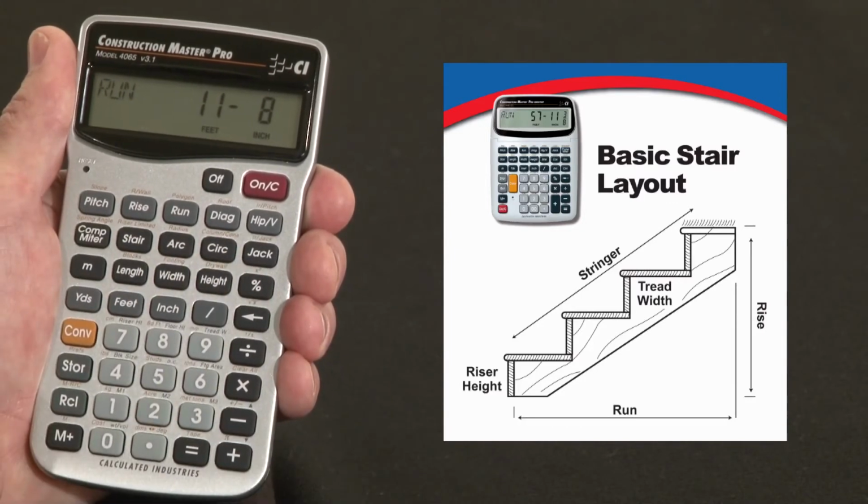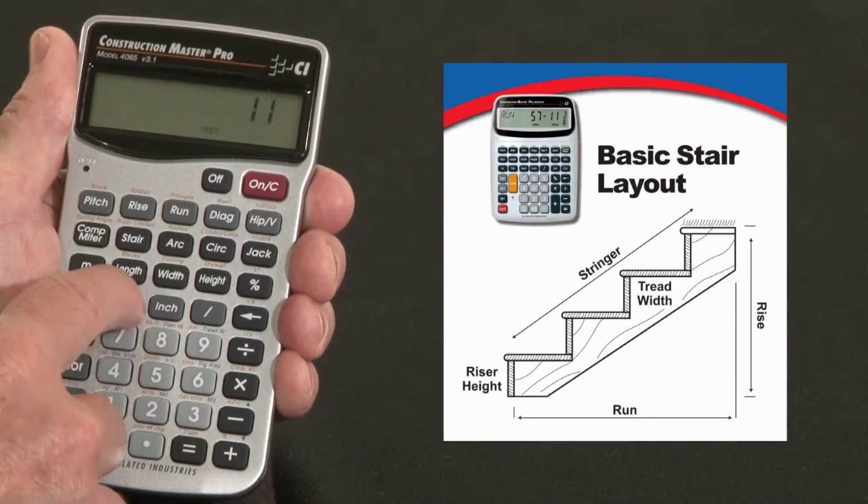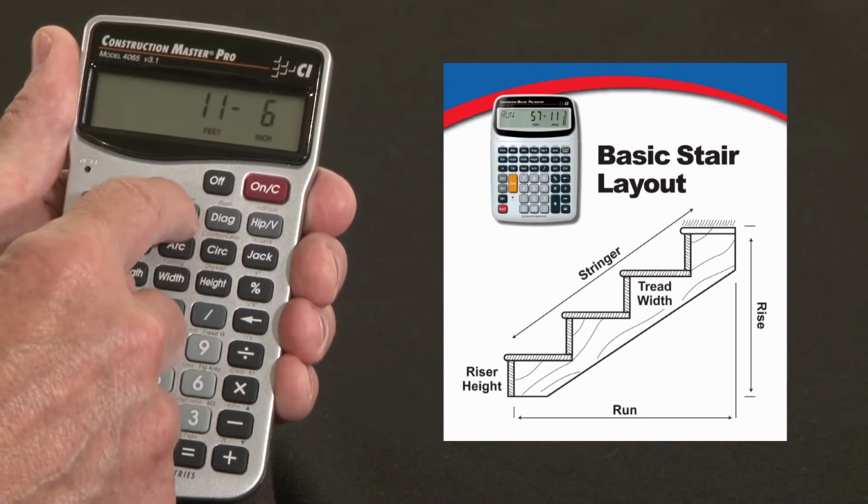Now in another situation, let's say you're building these stairs into a basement, and you'll only have 11 foot 6 inches of horizontal run to work with. So we would put that in by 11 feet 6 inches and call that the run.